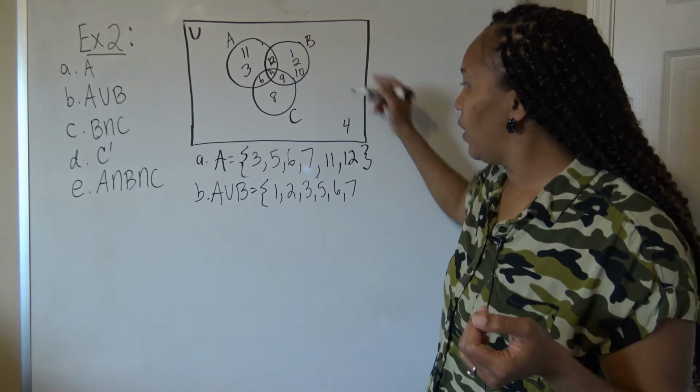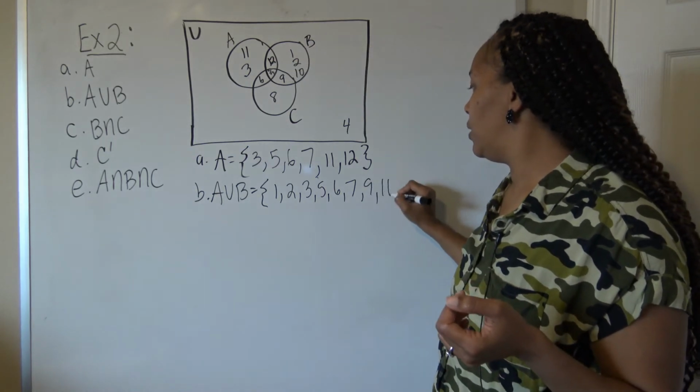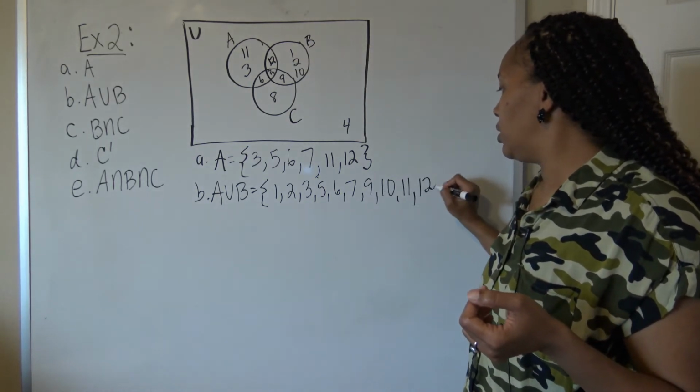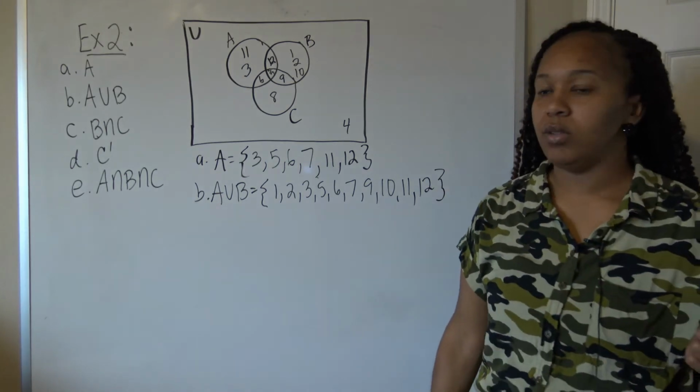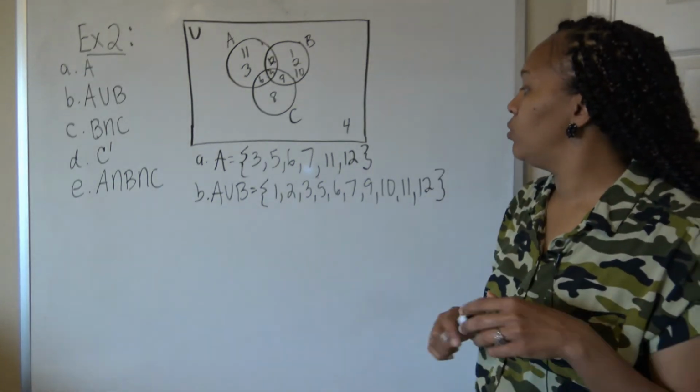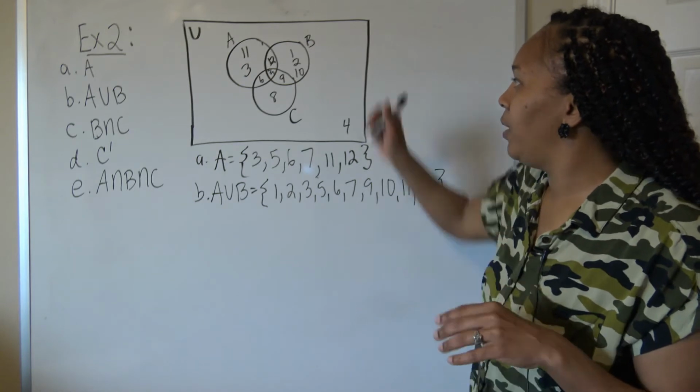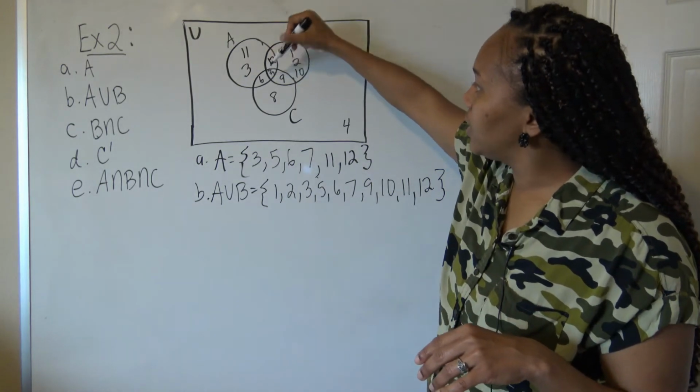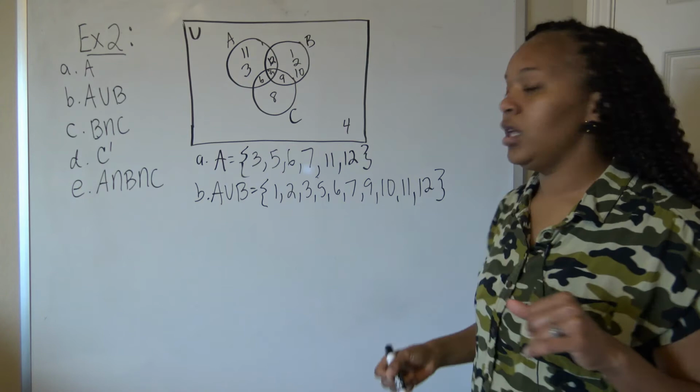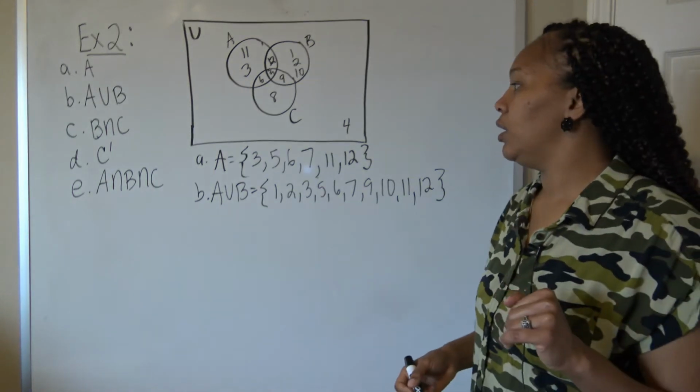And then I will also add the 9 and the 10, and also 11 and 12. And so that would be the union of A and B: 1, 2, 3, 5, 6, 7, 9, 10, 11, and 12. That is the union of those 2 sets.